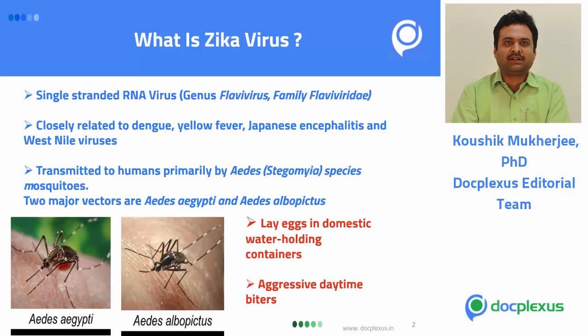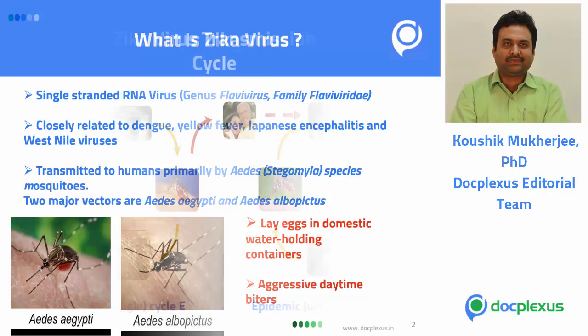It is a single-stranded RNA virus from the genus Flavivirus, the same genus to which viruses like dengue, yellow fever, Japanese encephalitis and West Nile viruses belong. This is also called an arbovirus that can be transmitted through arthropod vectors like mosquitoes. The same mosquito, Aedes aegypti, that transmits dengue is responsible for the transmission of Zika virus. These mosquitoes reproduce and lay their eggs in our domestic stagnant water, and they are aggressive daytime biters.